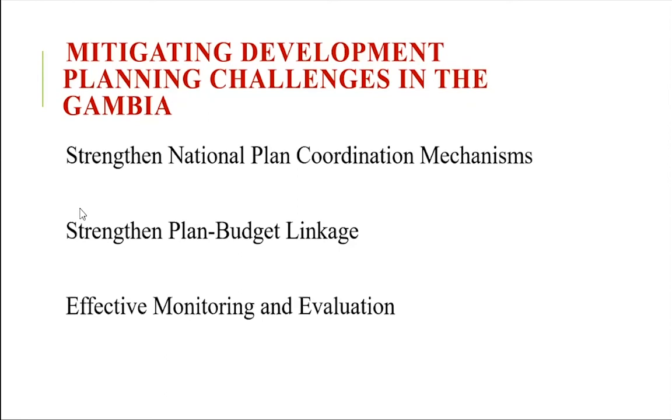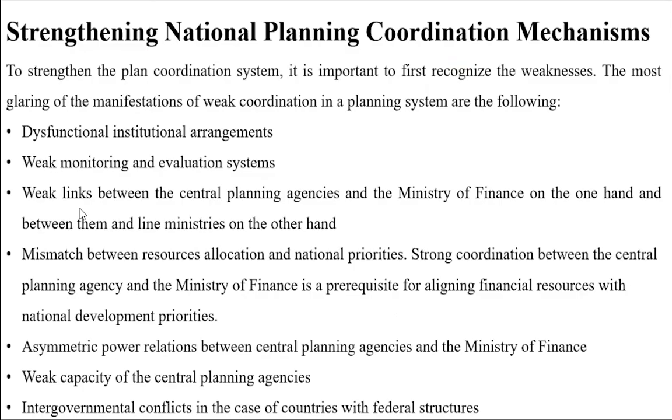So there are a number of suggestions in this area, in this course, in terms of strengthening the national planning coordination. It is important to, first of all, identify the various weaknesses. The weaknesses in plan coordination manifest in various ways. And first is the dysfunctional institutional management.